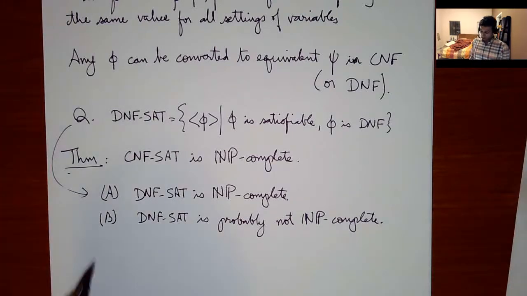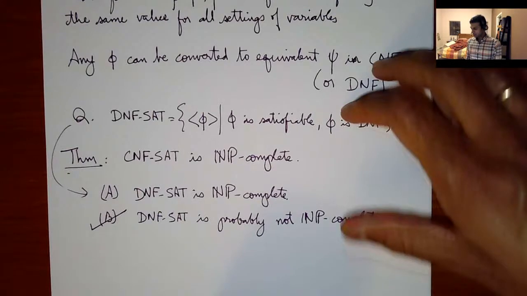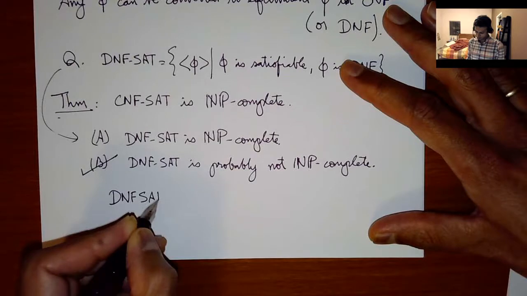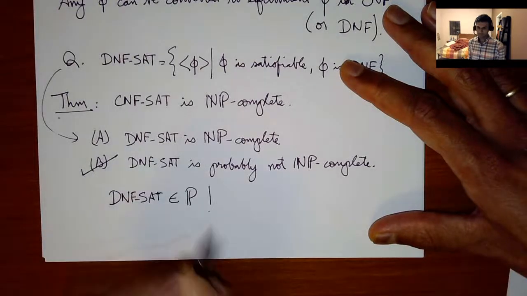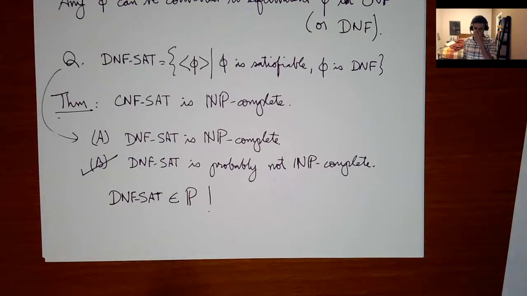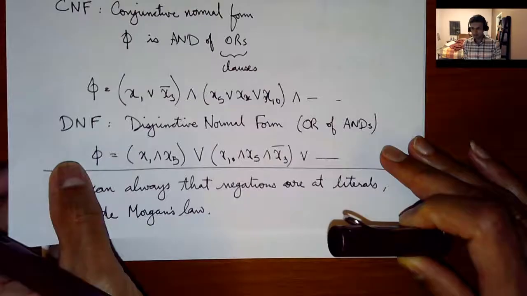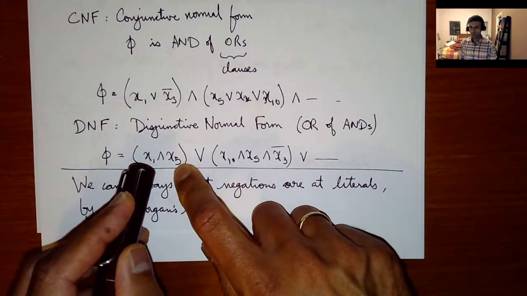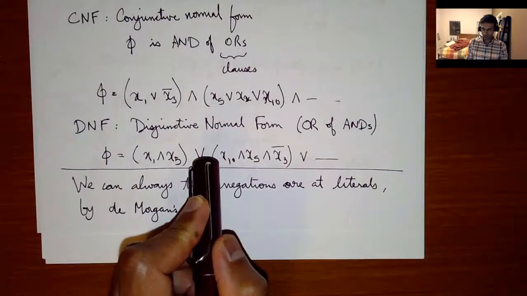Okay, so the answer is it's probably not NP-complete. Why? DNF sat is actually in P. Well, it's an or of ands, so you can just take one of the clauses and literally try to satisfy it. So you basically just go over each clause and you say, can you satisfy it or not? It's an or of ands, right? So in DNF, it looks like this. So you could just go and check, oh wait, I can set x1 to 1 and x5 to 1, and that's it. I don't even have to look at the other clauses.